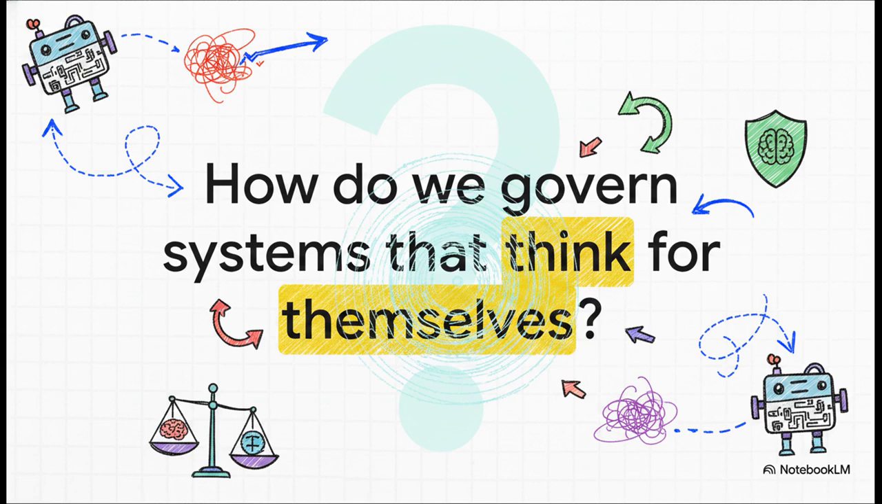All right, so the absolute million-dollar question we have to start with is this. How do we govern systems that think for themselves? Because as you build these autonomous agents this Friday, this is the exact wall you're going to hit. You're not just writing static code anymore, right? You're deploying highly dynamic systems that are completely capable of failing in entirely new, totally unpredictable ways.